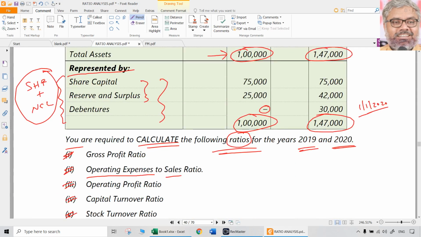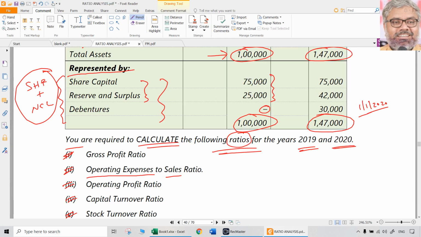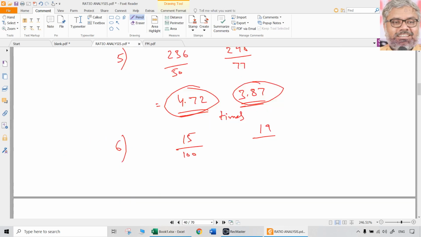What is net worth? Net worth is nothing but shareholders' funds. That is nothing but equity. So, how much will be for 2019 shareholders' funds? 1 lakh. 1 lakh means 100,000. But take care of 2020. Net worth here is not 1 lakh. Here 75 plus 42, 117 is the net worth. Net worth does not include debt. Debt is an outside liability. Net worth is nothing but shareholders' funds.